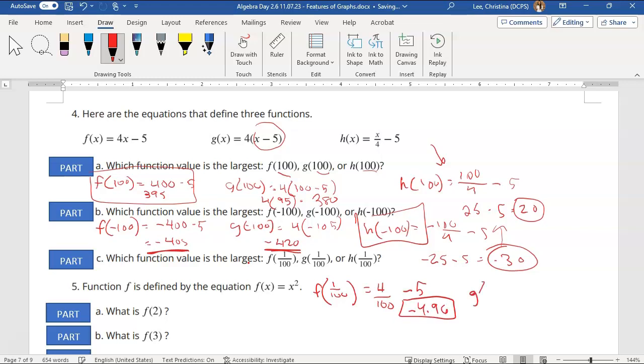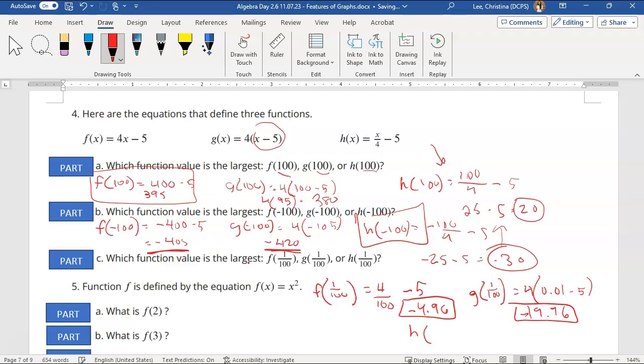If we do g of 1 over 100, again, putting that 1 over 100 in decimal form is 0.01. So 4 times 0.01 minus 5 is negative 4.99 times 4 is negative 19.96.